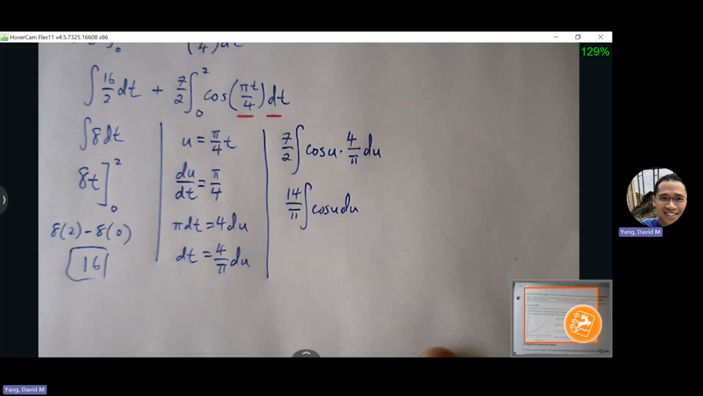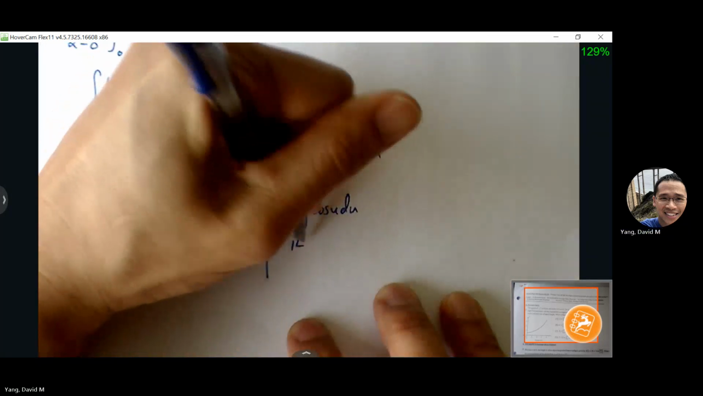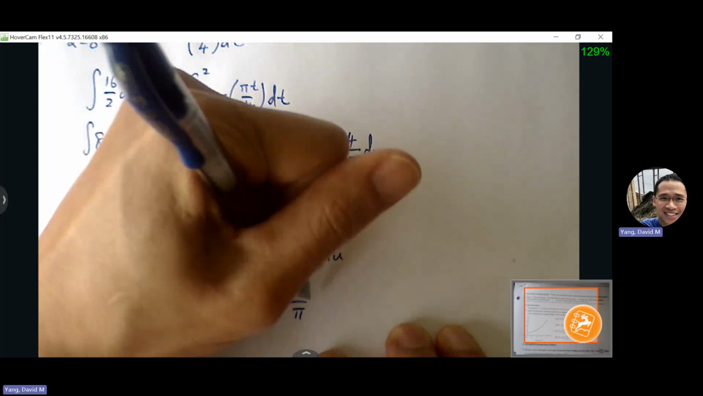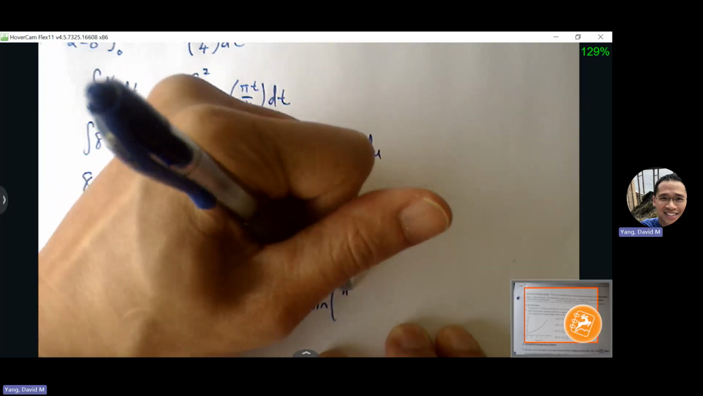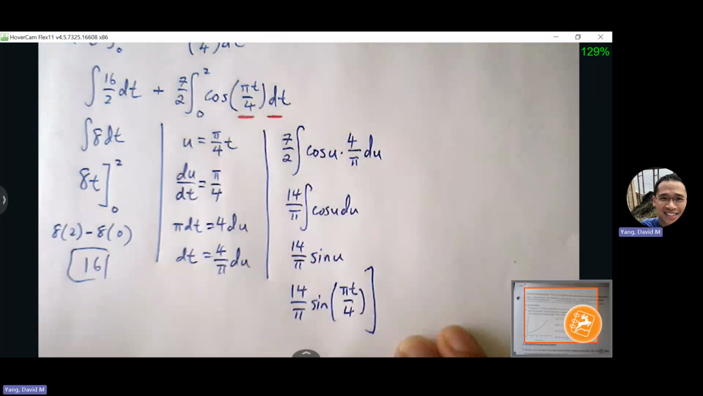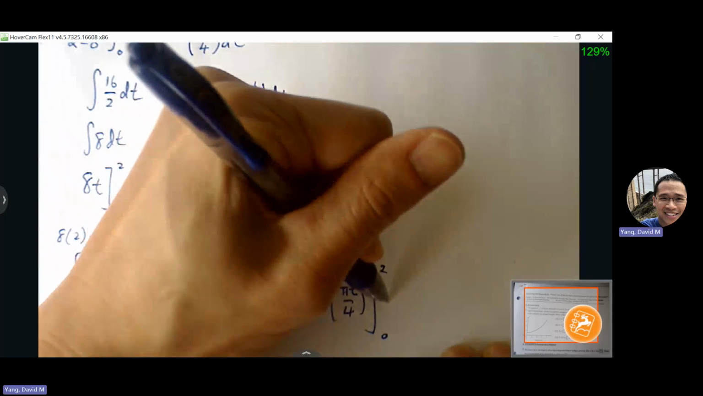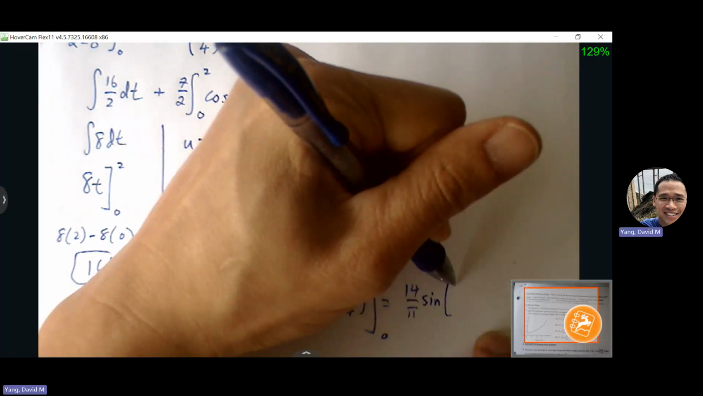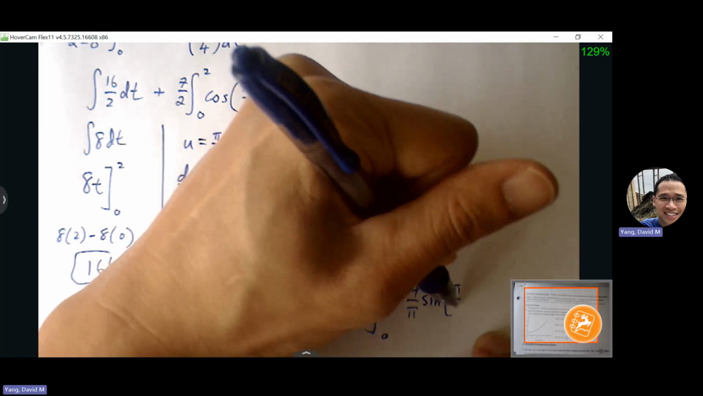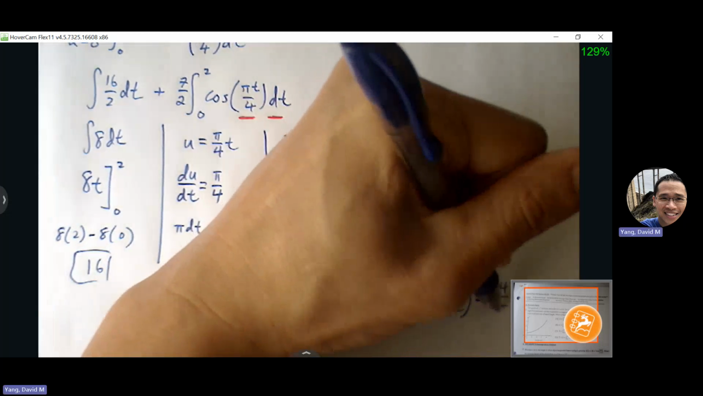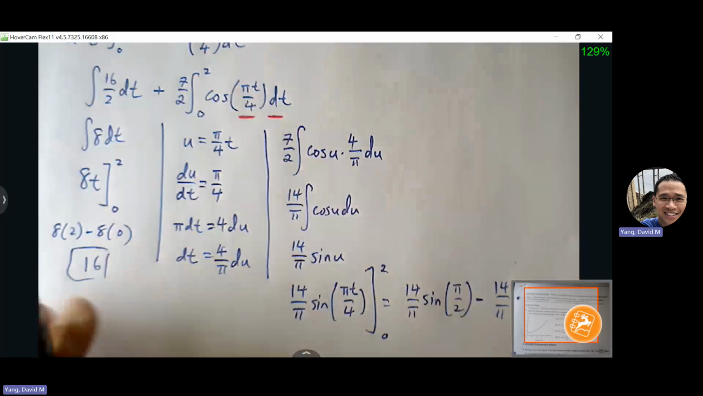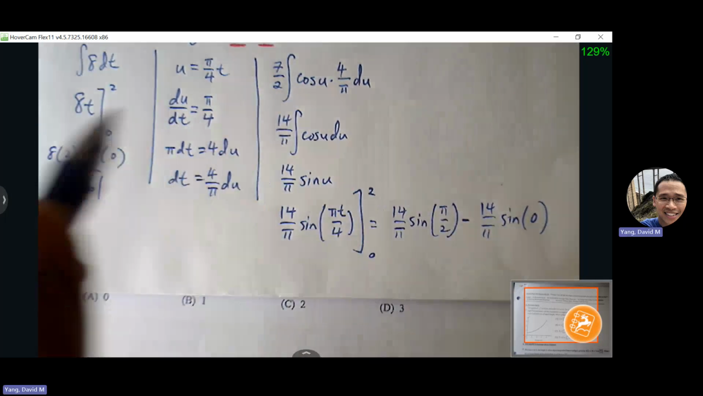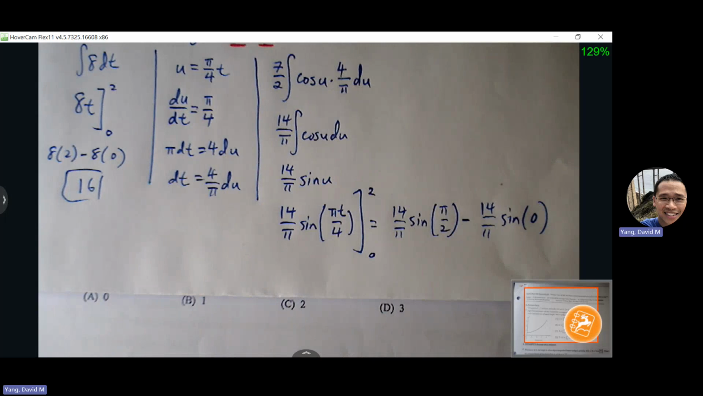Cosine, what's the antiderivative of cosine? Just sine. Replace the u back with pi t over 4. And then upper and lower bound from 0 to 2. Two pi over 4, which is the same thing as pi over 2, minus 14 over pi sine of 0. Sine of 0 is just going to be 0. Okay, so sine of pi over 2, that's nice. That's just equal to 1. So 14 over pi is the only thing that's left.